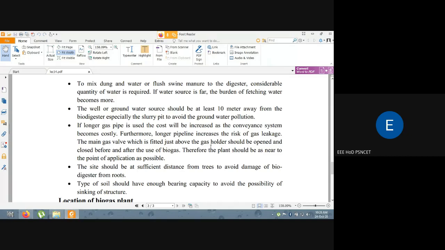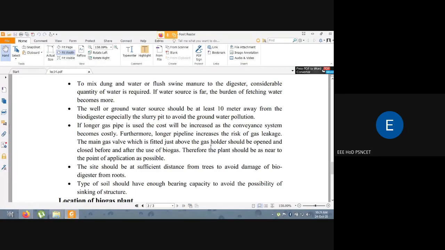Okay, initially we discussed the input, that means the availability of raw material should be nearby the digester to avoid the transportation losses and time of transportation. Okay, next thing is the consumption area. The biogas consumption area should also be nearby the digester to avoid gas leakages while transporting.